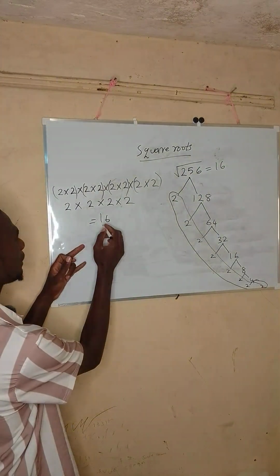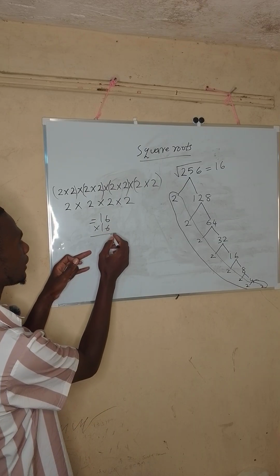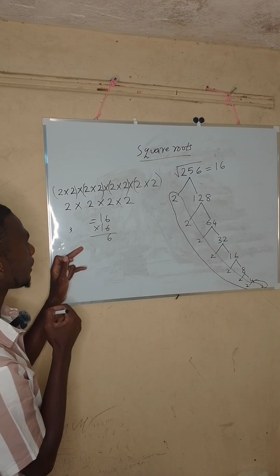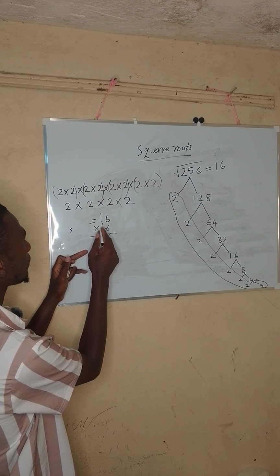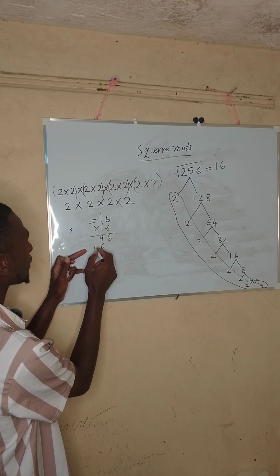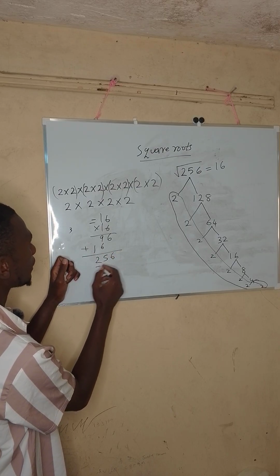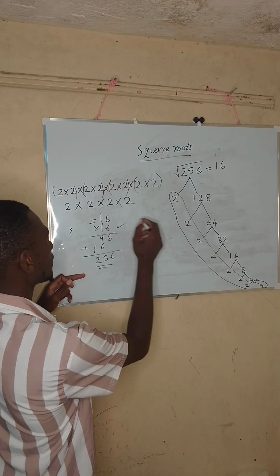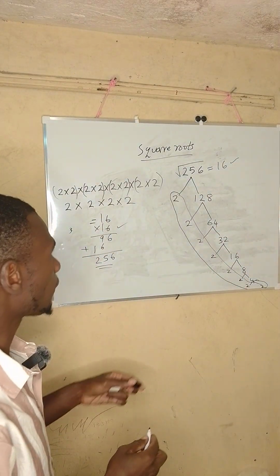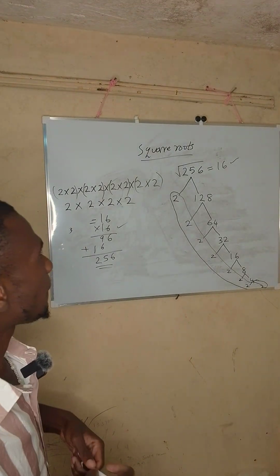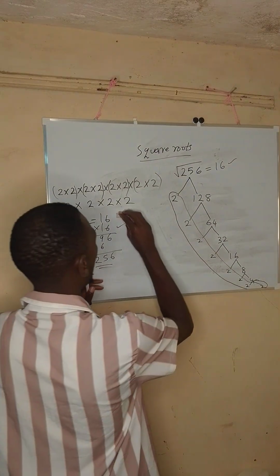So we can confirm that 16 by 16. 6 times 6 is 36. So we carry 3. 6 times 1 is 6 plus 3, 9. 1 times 6 is 6, and 1 times 1 is 1. Then we add 6, 15, and 2. Then we are correct. So this number is 16. That is the square root of 256.